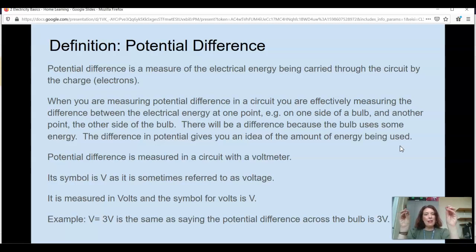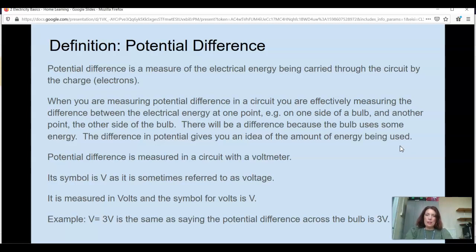Okay? And there is a difference because the bulb will use some of the energy. So the difference in potential gives you an idea of the amount of energy being used. Now, it's not exactly energy because it's not measured in joules, but it's related to energy because it's how much energy there is per unit of charge. So it's about how many electrons there are and how much energy they're carrying. And we'll do that more in lesson because that's a little bit more difficult to understand.